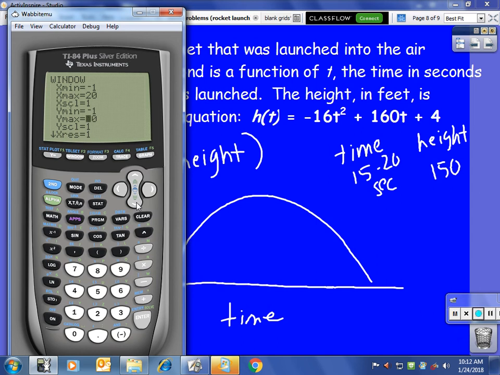The height. The highest height it's going to get to. And I don't know how high it's going to go. I'm just going to guess. I usually start with 150. And then the y scale, I don't mess with the scales usually.